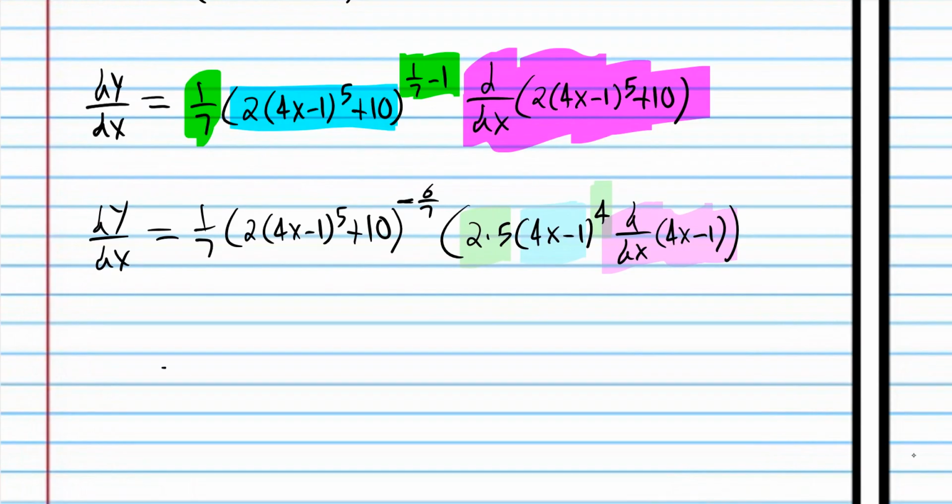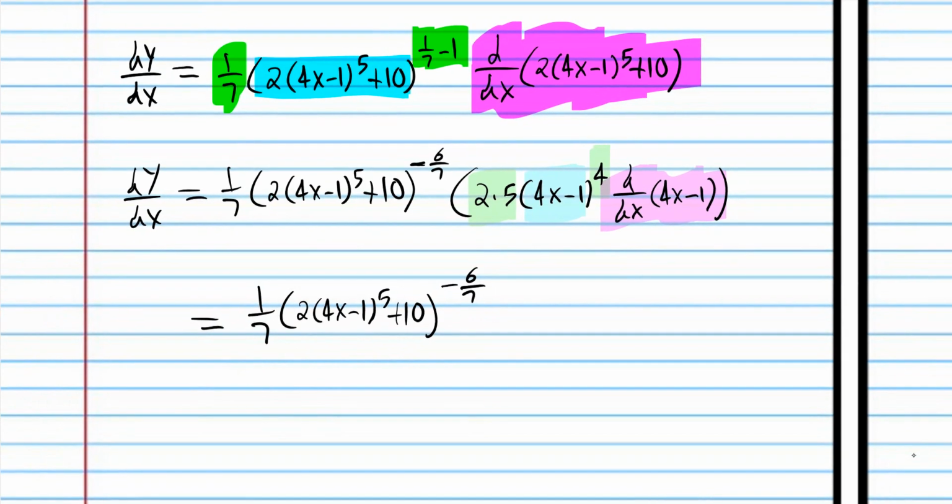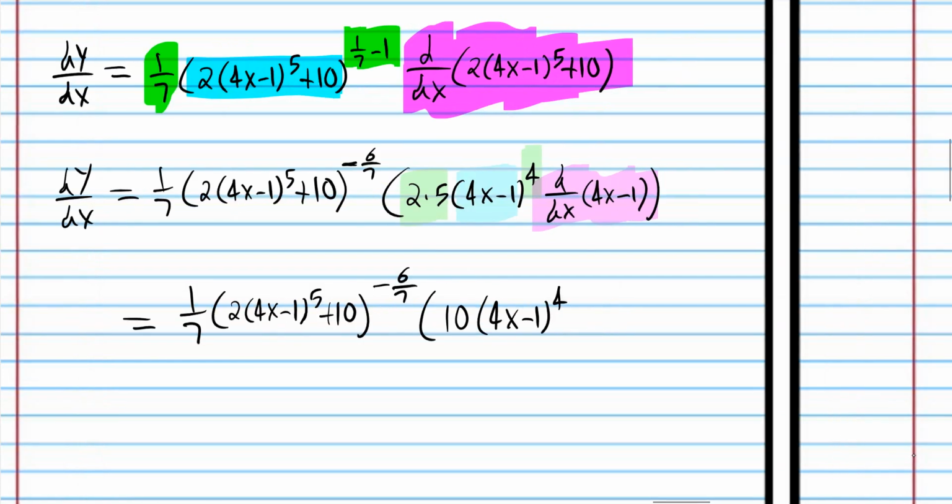Okay. So I'm going to rewrite this stuff again. You don't have to show all these steps. And multiplying, we get 10 times (4x minus 1) to the 4th power, and then the derivative of all that is 4.